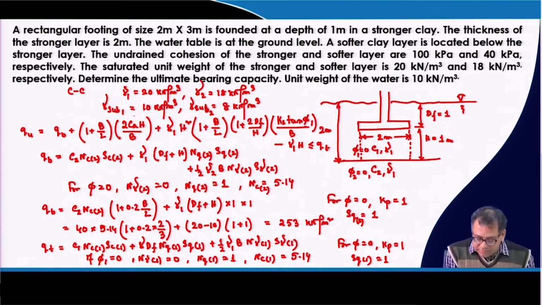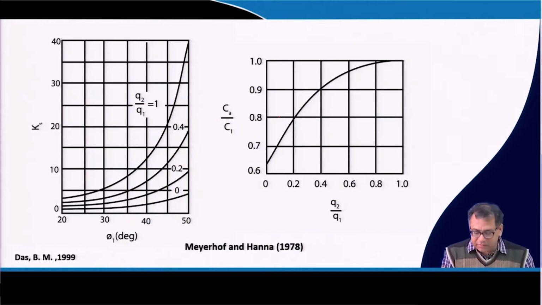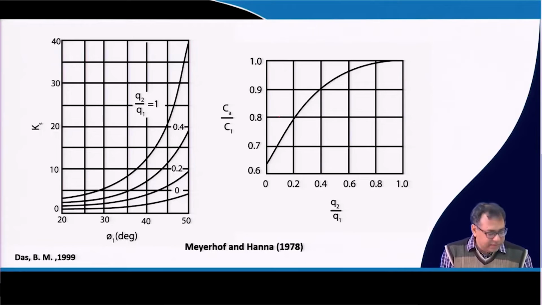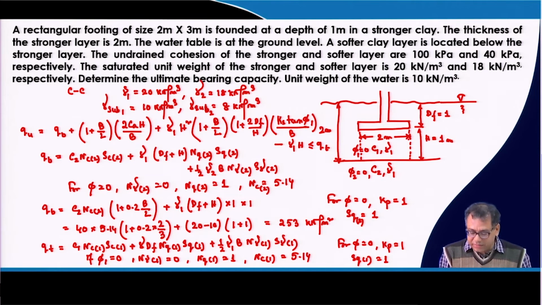Now, we have to calculate Ca and Ks, otherwise we cannot calculate the value. Let us calculate the first Ca and Ks, because here Ks will not be required. You can see that your phi 1 is equal to 0. So, tan phi will be 0, and this total term will be 0.